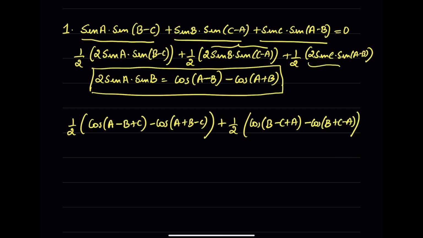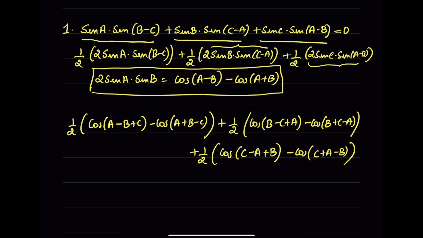Now the last part would be 1 by 2 times cos of A minus B. In this case it would be C minus A plus B, minus cos of C plus A minus B.